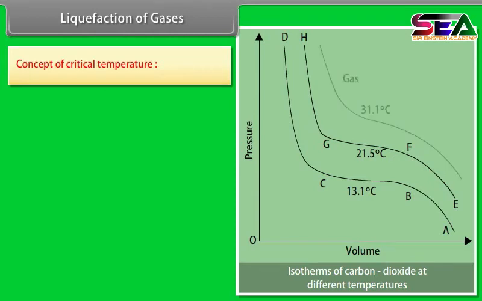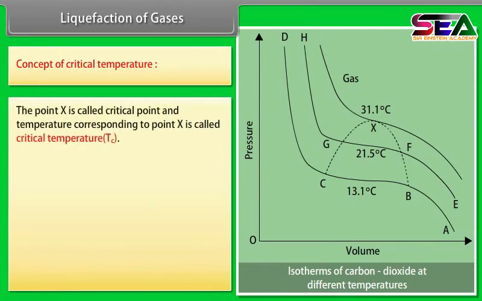In the isotherms above 31.1 degrees Celsius, the horizontal portion completely disappears. This shows that above 31.1 degrees Celsius, the liquefaction of the gas does not take place at all, howsoever high pressure may be applied. The point X is called critical point and the temperature corresponding to point X is called critical temperature.